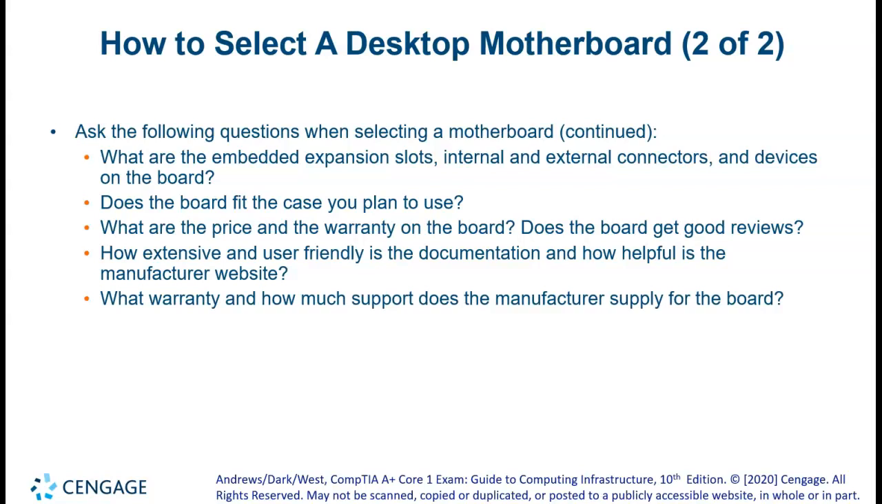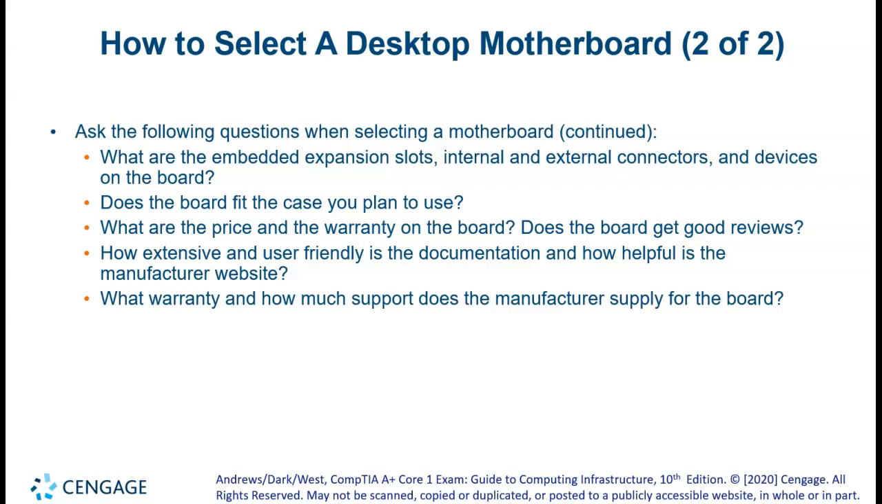Continue. What are the embedded expansion slots, internal and external connectors, and devices on the board? Does the board fit the case you plan to use? I think that's most important. What are the price and the warranty on the board? Does the board get good reviews? Right, you want to look at industry reviews and reviews from people who bought it.